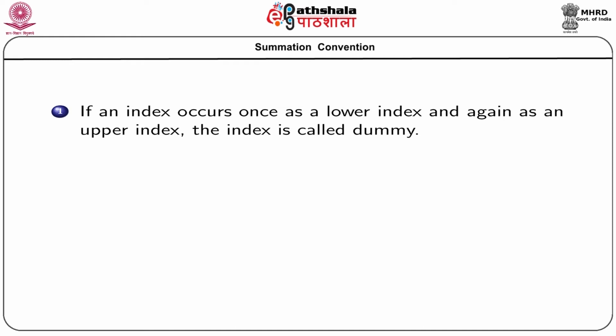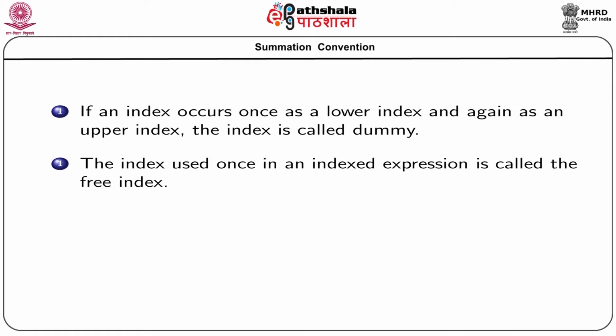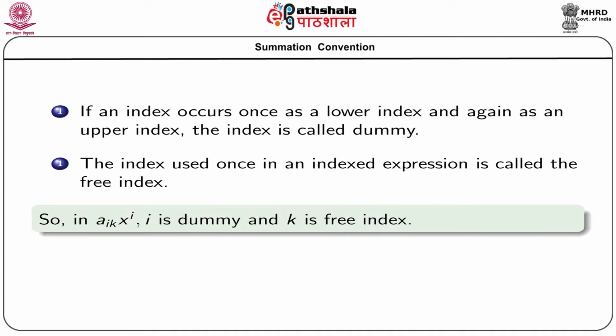Now, if an index occurs once as a lower index and again as an upper index, the index is called dummy, as we have shown in the previous slide, that a_i x^i, i is the dummy index. The index used once in an indexed expression is called the free index. So, if an expression is like this, a_ik x^i, then i is the dummy index and k is the free index.